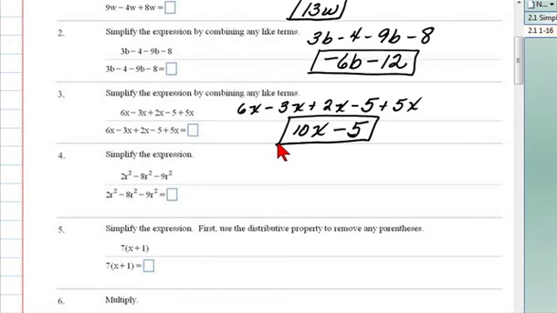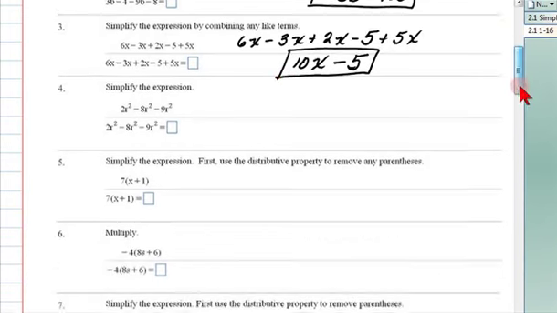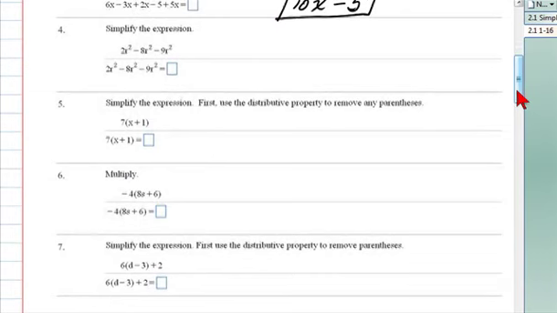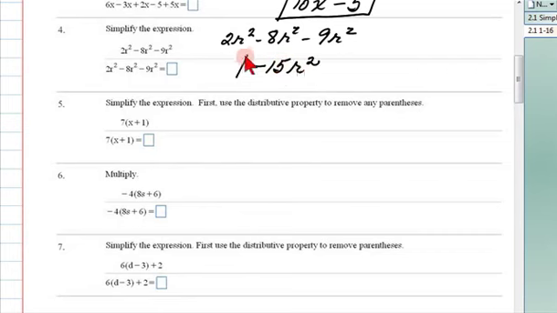Number 4 in this group says to simplify the expression, and I have 2r squared minus 8r squared minus 9r squared. No distributive property, but do I have like terms? Yes, because they are all r squared. So I have 2 minus 8 gives me negative 6 r squared. Negative 6 and negative 9 gives me negative 15, and they are still r squareds.